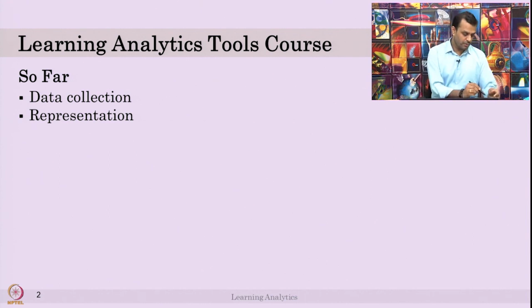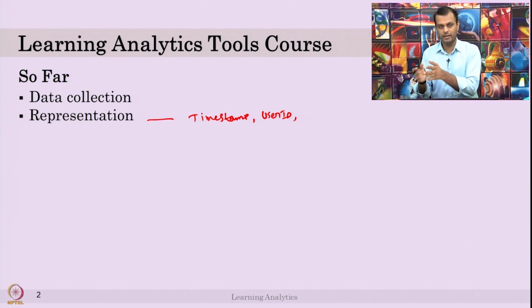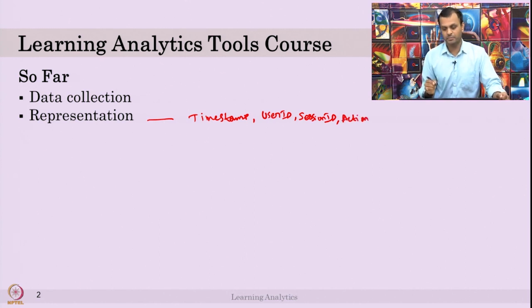I suggested a simple method, that is you always have a timestamp and user ID. If you allow the students to do multiple sessions, you have a classroom environment where students have to come to the class 2-3 times, or they have to interact with the system multiple times, or online they have to interact multiple times, collect the session ID and the action they are doing. What is the action? Are they reading, are they uploading a task or assignment, something like that.